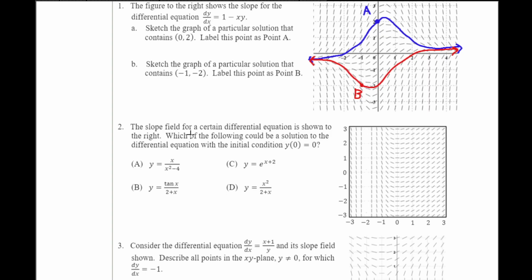So this question here: the slope field for a certain differential equation is shown to the right. Which of the following could be a solution to the differential equation with the initial condition, well, the point (0, 0). So (0, 0) would be right here. If you follow the path to the right, it would just go up like that. And then from the left, you see it go kind of up like that.